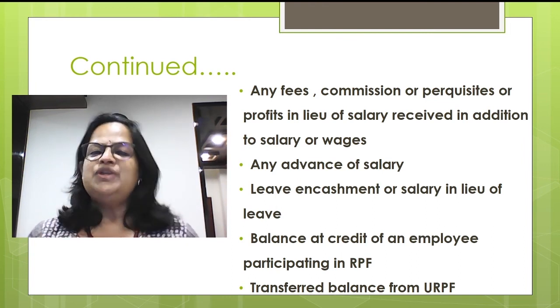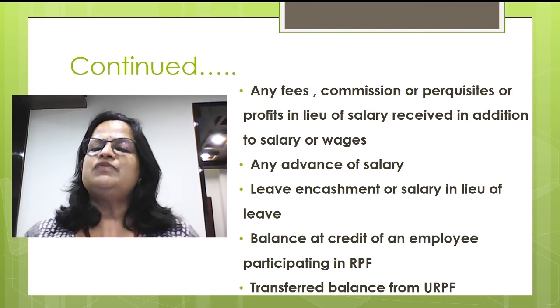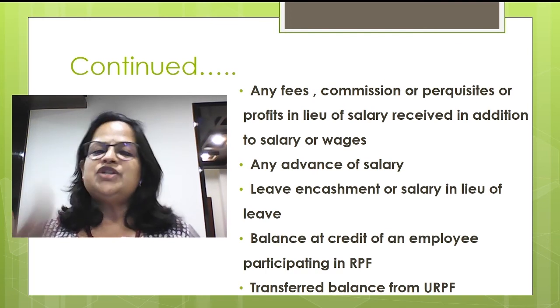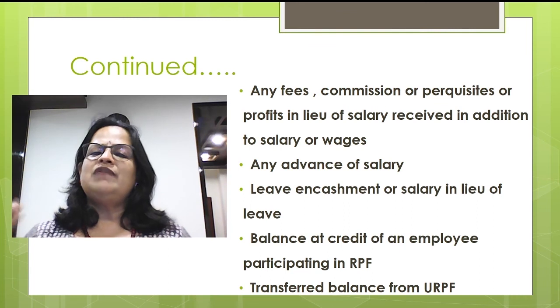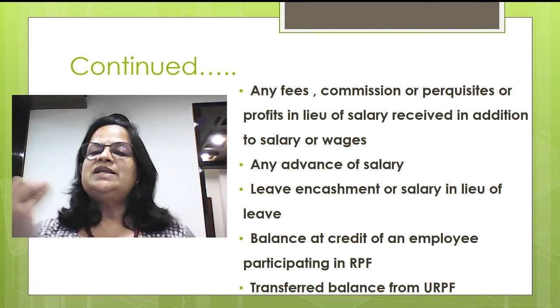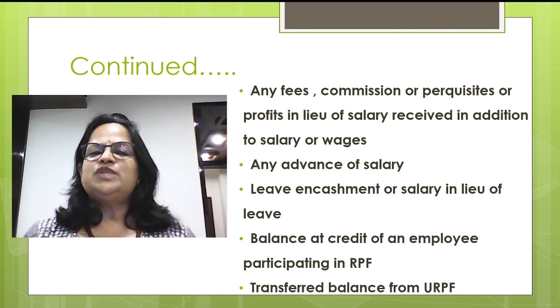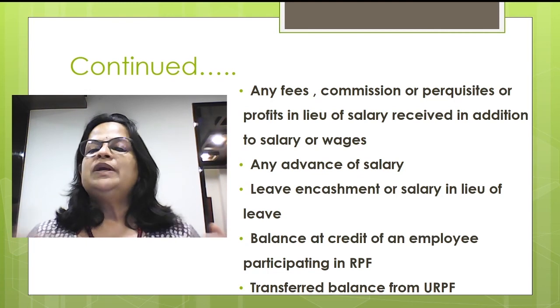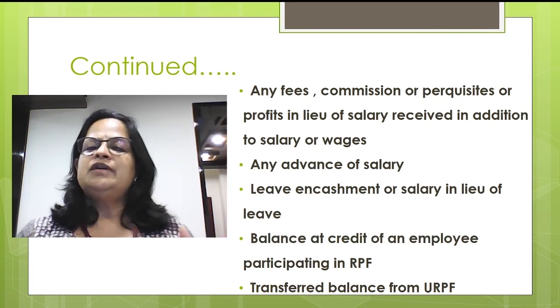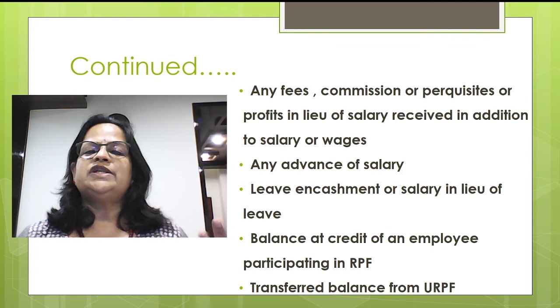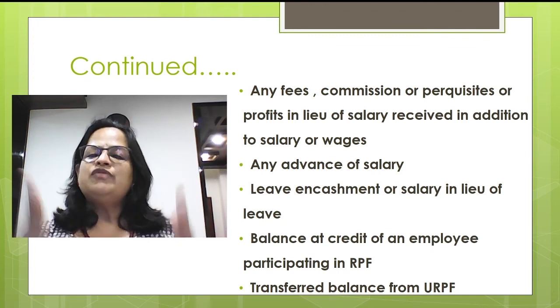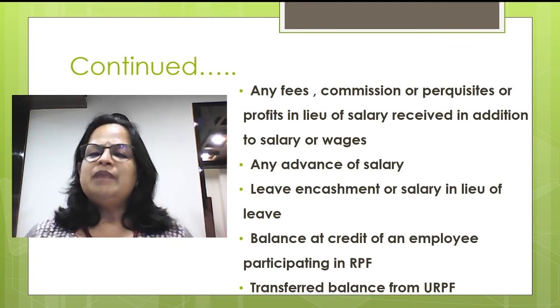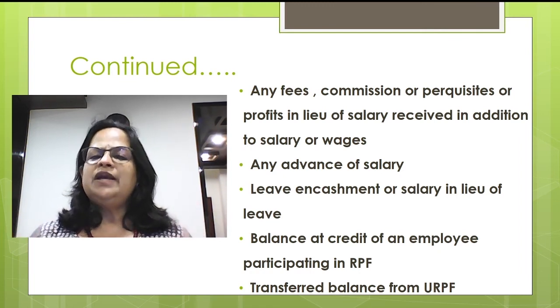Sometimes they will get some commission. For example, a marketing person for an organization will get commission. When you have learned accountancy, you have learned the 2% on turnover. That is the commission. Then perquisites. Perquisites means extra benefits, whatever they are adding to the position. Bungalow, fuel, gardener, driver, all these are perquisites. Or profit in lieu of salary, profit in addition to salary, maybe commission, bonus, anything they receive. So that is included in salary or wages.